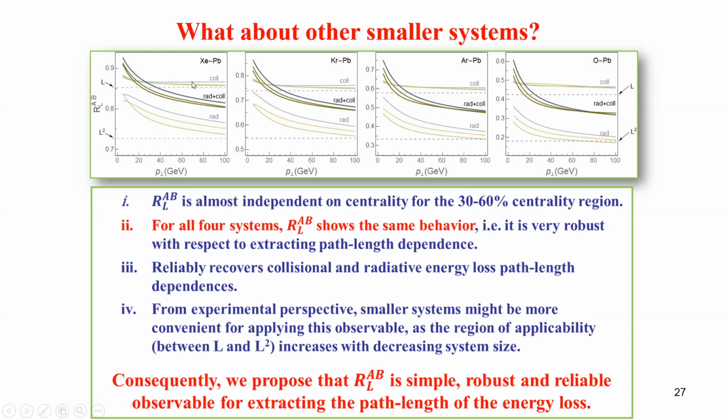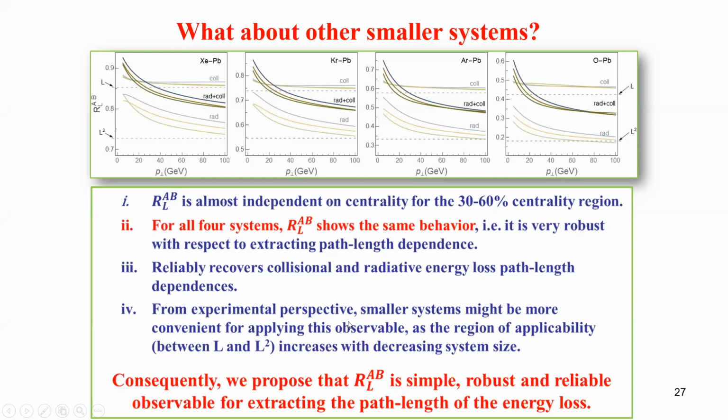And exactly, we see that linear path length dependence is recovered. On the other hand, radiative energy loss asymptotically approaches quadratic path length dependence, and we really see that we recover this radiative energy loss limit. So we see that our proposed observable reliably recovers collisional and radiative energy loss path length dependencies for all 4 systems.